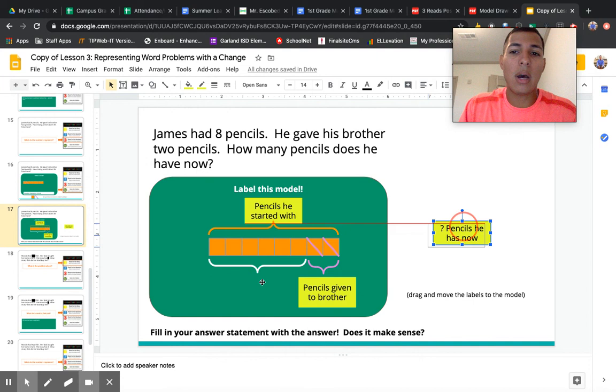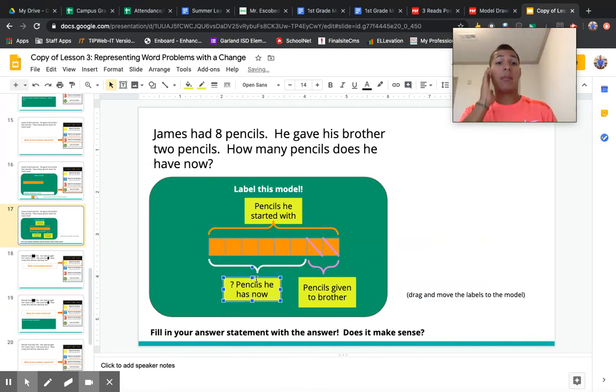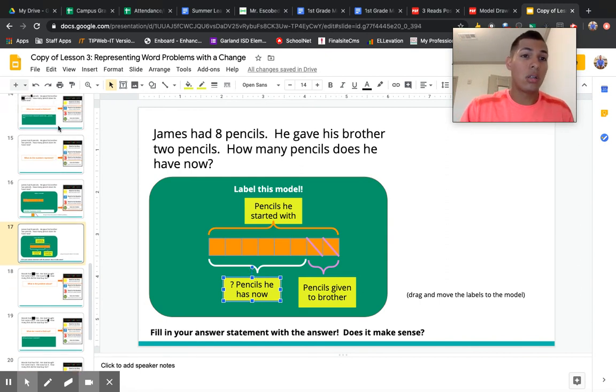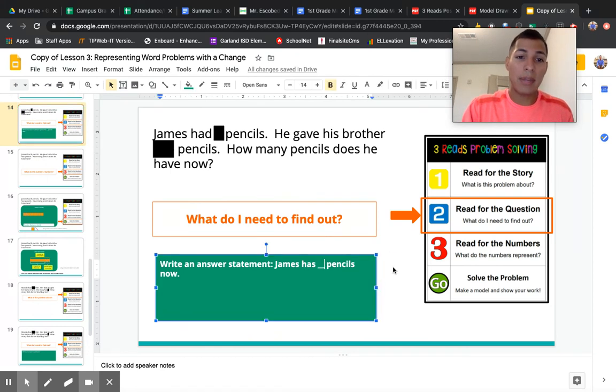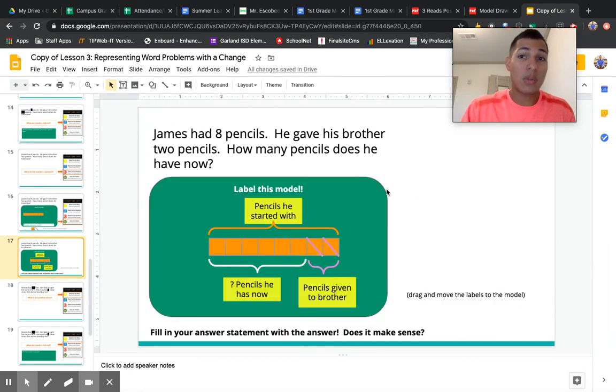Oh, wow. Mr. Escobedo forgot a very important part. A very important part, right? I forgot to go back to our solution statement and fill in. James has how many pencils now? How many does he have now? 6, right? And that's where we get this from. Okay, that's how we make our model. Okay, guys. I'm going to do those 3 problems with you, and that's it.